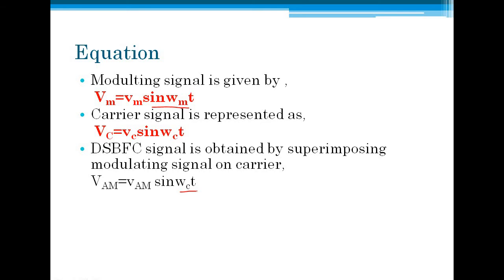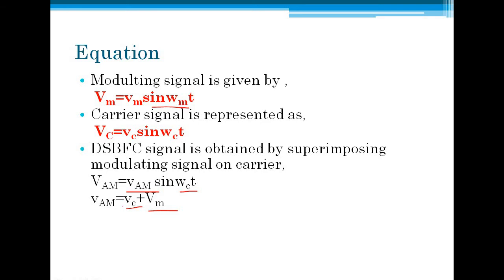Because if you recall the waveform, in that waveform the frequency of the AM signal is the same as the frequency of a carrier, so it is the same. And vAM is the voltage of the modulated signal. So how are we going to get that? This vAM is nothing but the addition of Vc plus vm. Now what is this Vc?